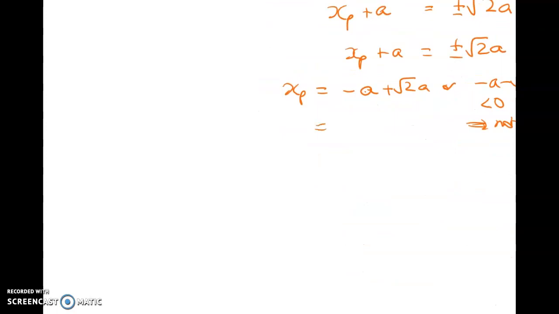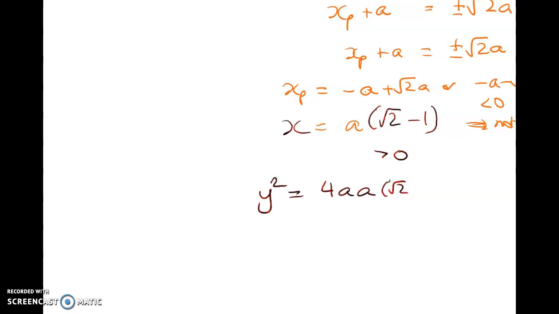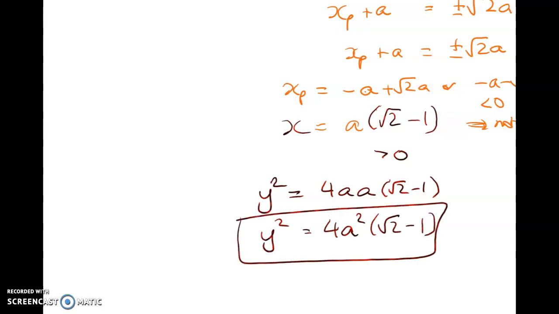That leaves me with this, and I'm going to factorize out a. So I get a into 1 minus root 2. No, you don't. Oh, that's not right. Wrong way around. Sorry, guys. Okay. Oh, something's going weird with the stylus. So this is a into root 2 minus 1. So that's my x coordinate, and we know that that's positive. Y squared is equal to 4ax, so 4a times a root 2 minus 1, which is 4a squared into root 2 minus 1. Now, I'm not going to go on and get a value for y because I know that I'm using this in Pythagoras.